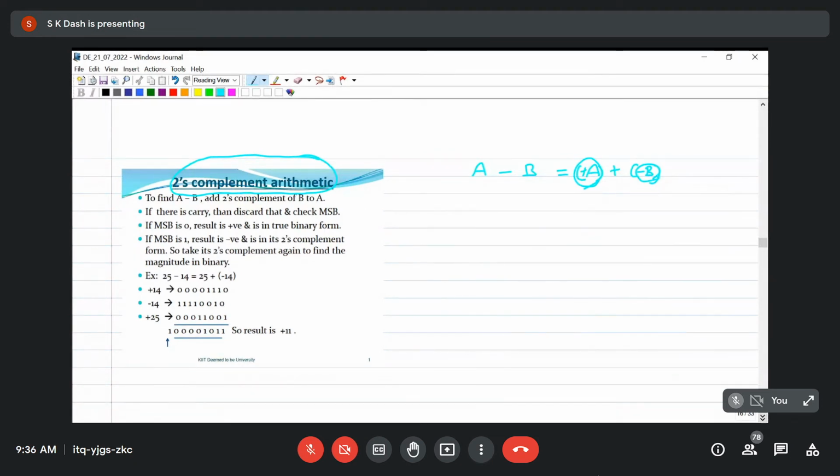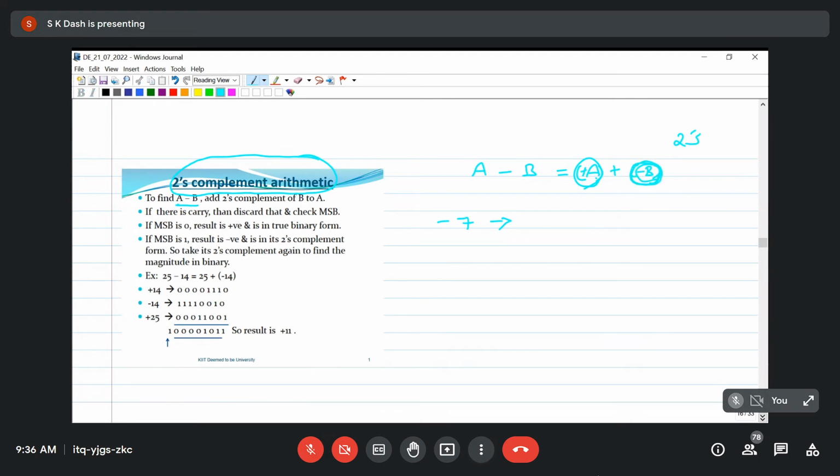To find a minus b, basically we are doing plus a plus of minus b. So how will we represent minus b? How are we representing a negative number in 2's complement? Suppose -7. How did we represent that? 2's complement of plus 7. So here we need to take the 2's complement of b. Same thing is mentioned here.